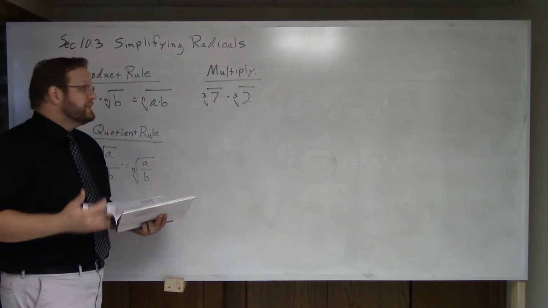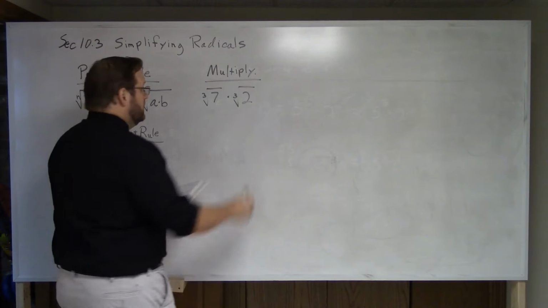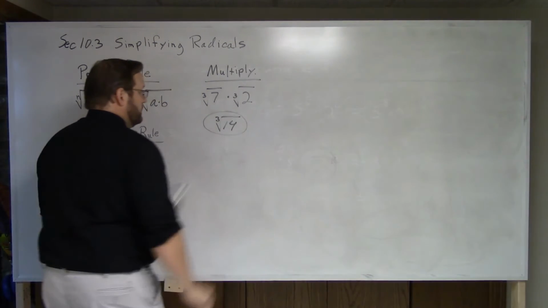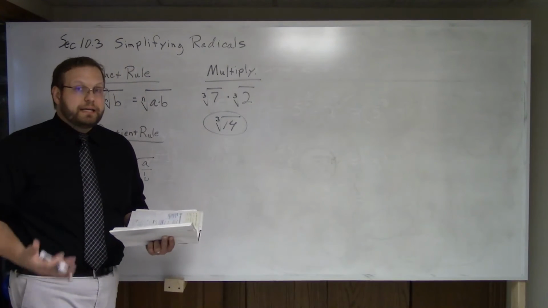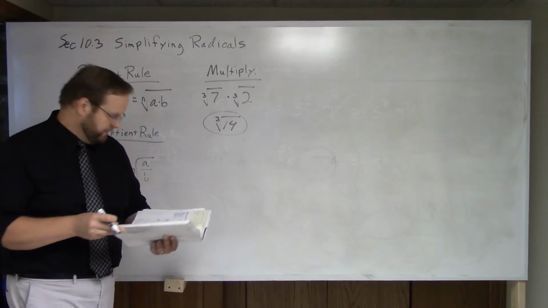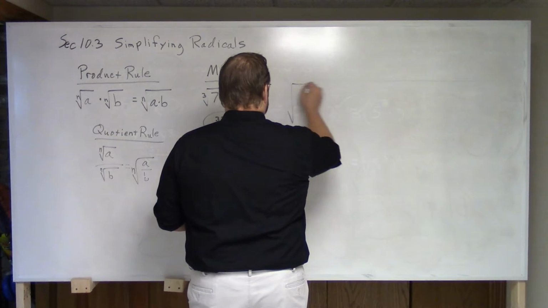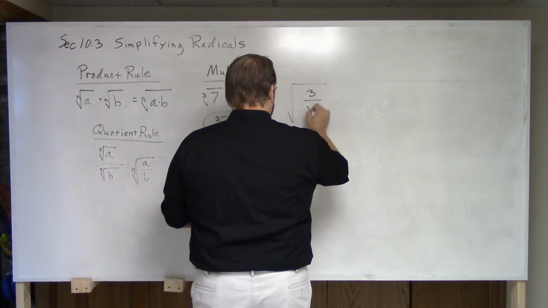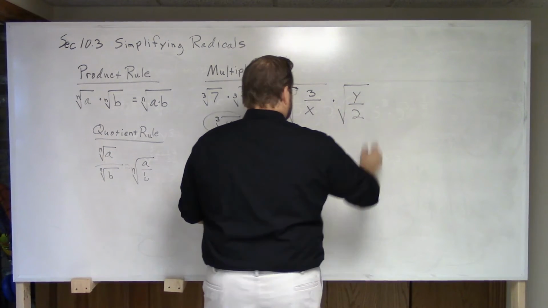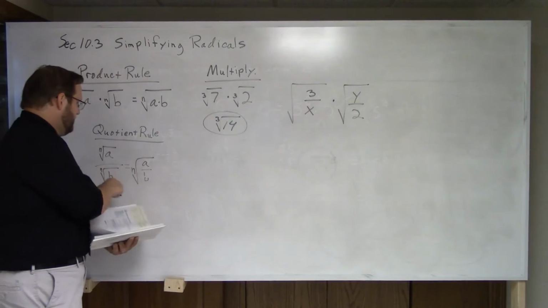Since those indices match, they're both cube roots, all we need to do is take 7 times 2. That gives us a 14, but we need to keep that cube root. It's as simple as that. Okay? Yes, we're multiplying radicals, but we're just multiplying 7 times a 2. End of story. Okay? Let's do one more. How about something like that?